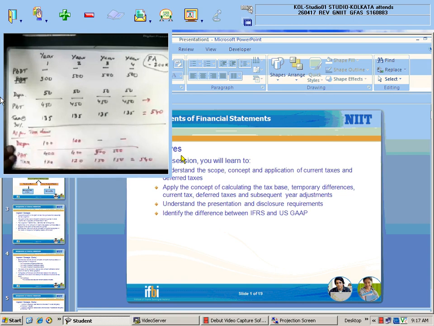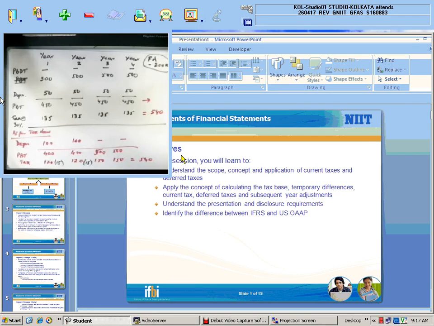The company will actually be paying a tax of 120, and a deferred tax liability of 15,000 will be created for the first year. Similarly, a deferred tax liability of 15,000 will be created for the second year. In the third year, this deferred tax liability will be used to pay that 150,000 against 135,000, which is the tax payable as per the financial report. So this is the concept of deferred tax.